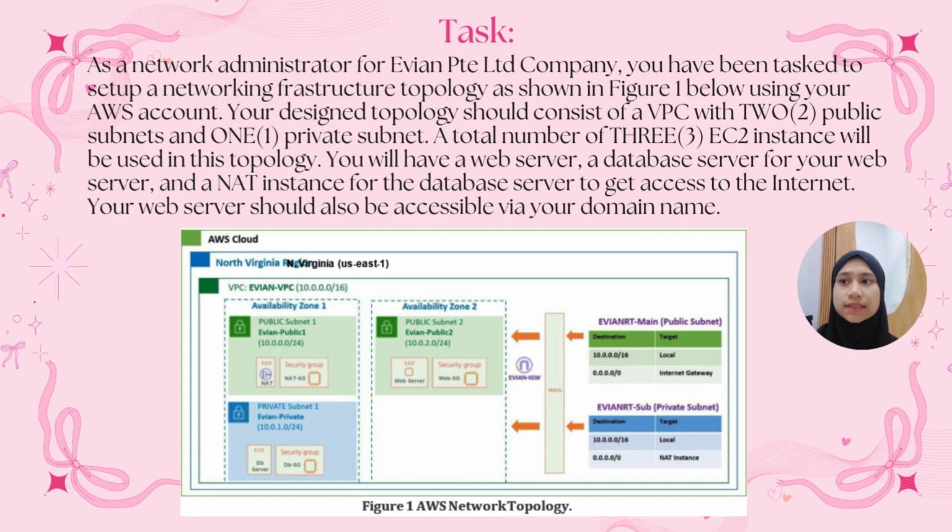Okay, so for the task, as a network administrator for Avian PTE Ltd company, you have been tasked to set up a network infrastructure topology as shown in figure 1 below using an AWS account. Your design topology should consist of a VPC with 2 public subnets and 1 private subnet. A total number of 3 EC2 instances will be used in this topology. You will have a web server, a database server for your web server and a NAT instance for the database server to get access to the internet. Your web server should also be accessible via your domain name.